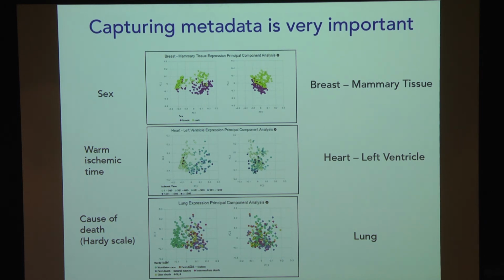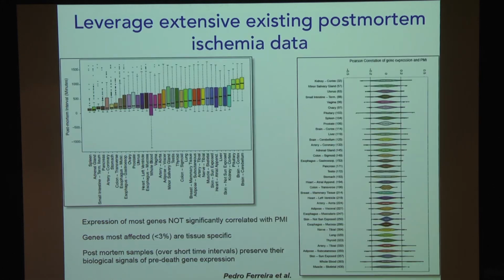And this is just an example, again, of those 3 tissues that you saw the variation in: breast, heart, and lung. And what's driving the major expression principal components in breast is obviously sex, the key one there. That's not the case in heart, where warm ischemic time is one of the main drivers and correlates with the first PCs. And in lung, it's the cause of death, which is delineated by the Hardy scale here. And you can see that whether they're on ventilators or not was a major driver there.